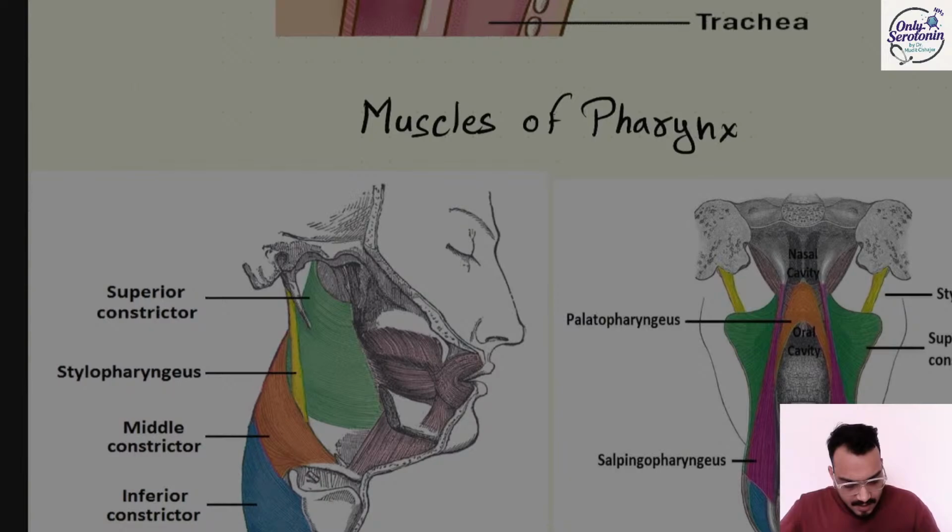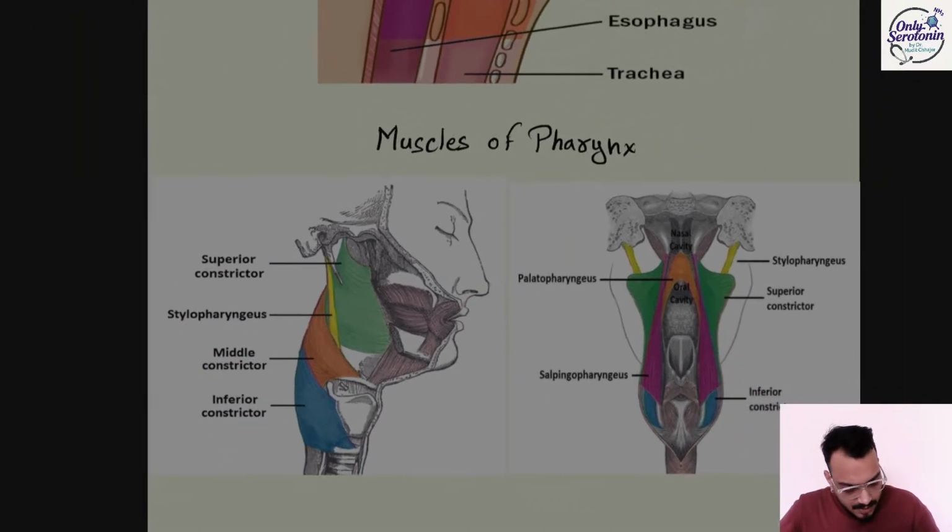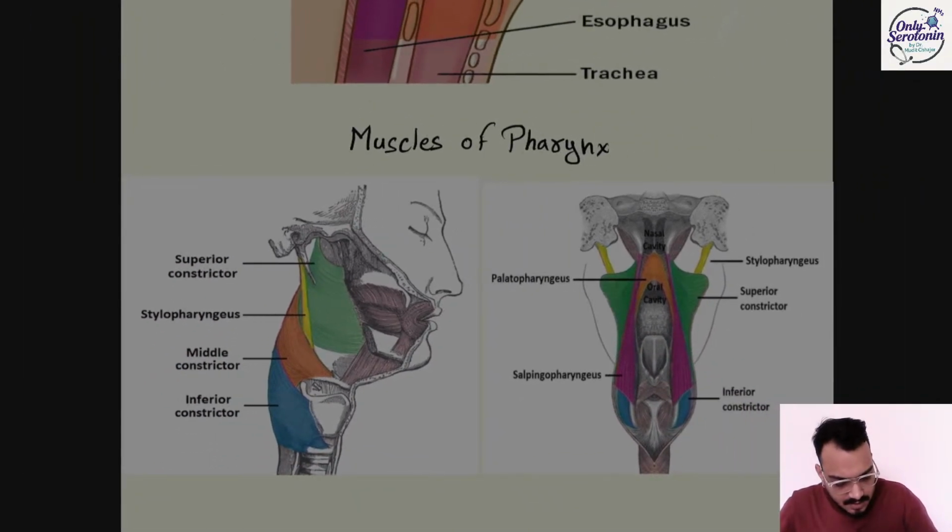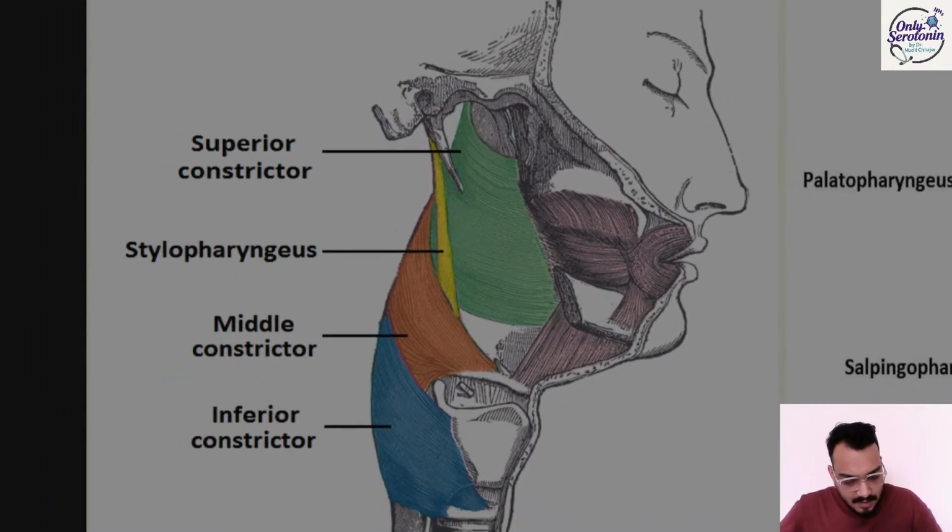Muscles of the pharynx, again very important, guys. Can you see two diagrams? This diagram here is my lateral view, and this diagram here is my posterior view. On lateral view, if you can see, there are four muscles. Out of them, this green color muscle is your superior constrictor muscle.